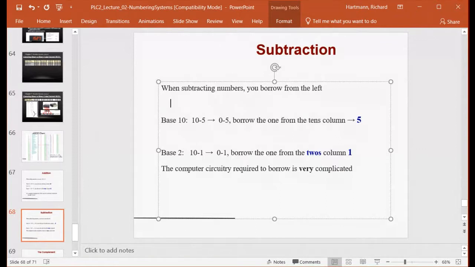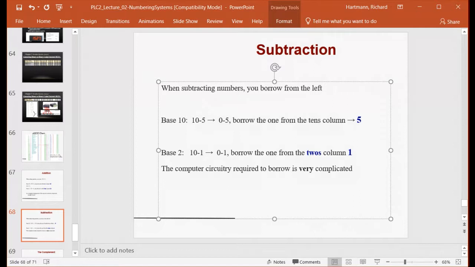But how do we do that? Remember, it's been so long since we did that. What we would do is say, I'm going to have to borrow from the tens column. So that's going to give me a 10 plus the 0 minus the 5. All right, and I could do it better on the board. It's kind of hard to do it on PowerPoint here. But we're going to borrow.